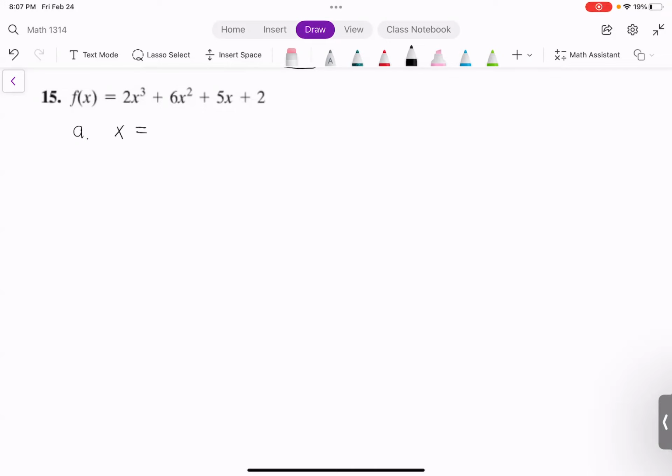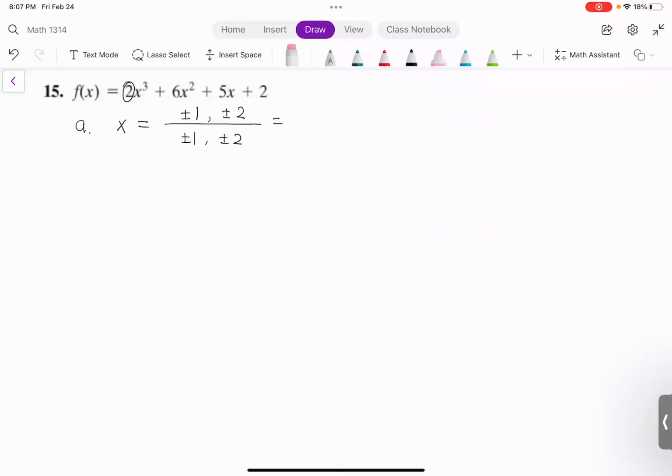X equals P over Q. P is all the factors of 2. They are positive or -1, positive or -2. The denominator is all the factors of 2. They are positive or -1, positive or -2.